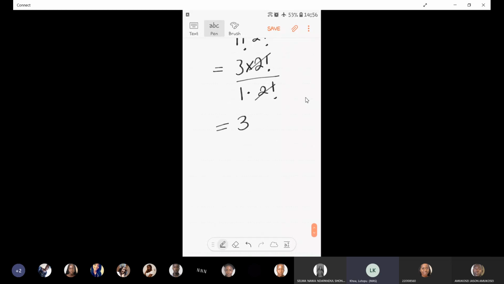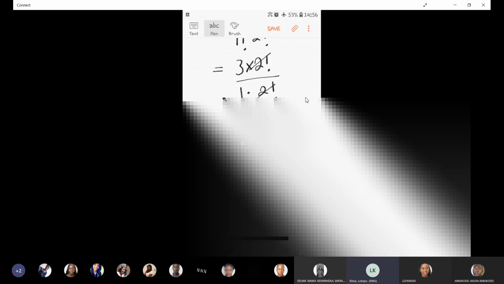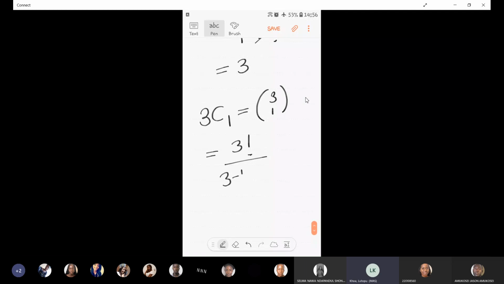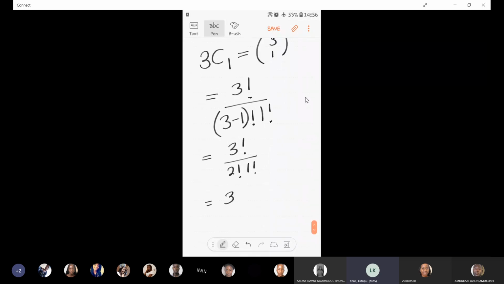Then I could also ask, what is 3 choose 1? Now this one is obvious. If I have 3 people and I want to choose 1 person, there's 3 ways that I can choose 1 person out of the 3. Either I pick the first one, the second one, or the third one. Those are the 3 different ways. But we can also calculate this and say this is 3 choose 1, and this is equal to 3 factorial over 3 minus 1 factorial multiplied by 1 factorial. So this is 3 factorial over 2 factorial times 1 factorial. 3 factorial, I can write it as 3 times 2 factorial, and 1 factorial is equal to 1. So those two cancel, and you can see that my answer is 3, like we said.